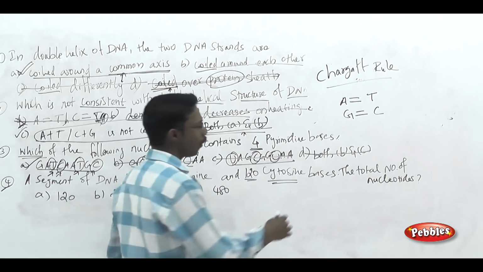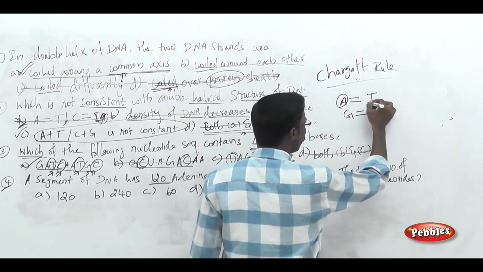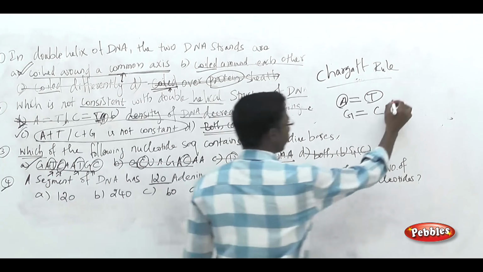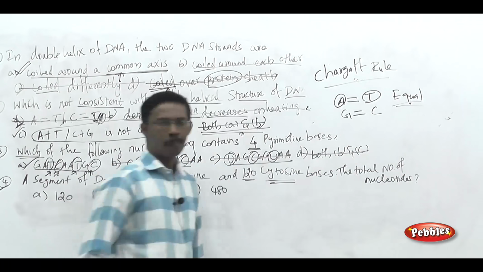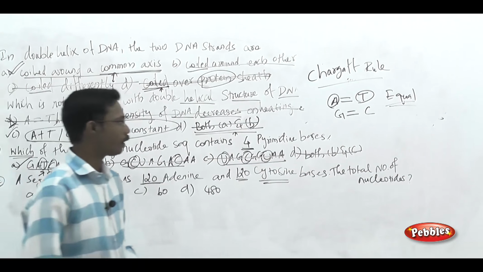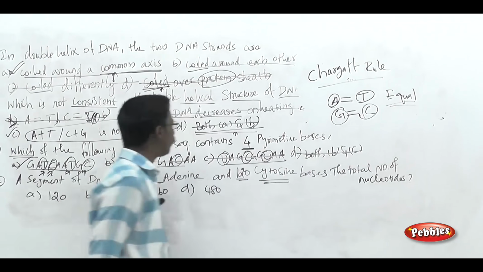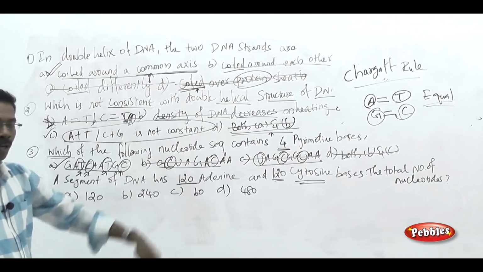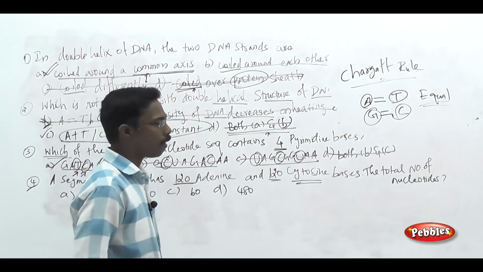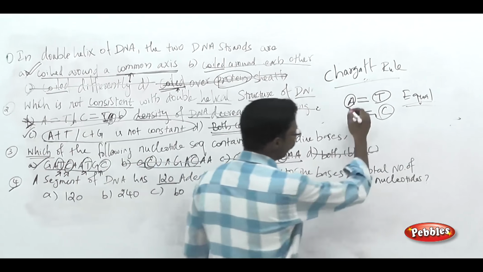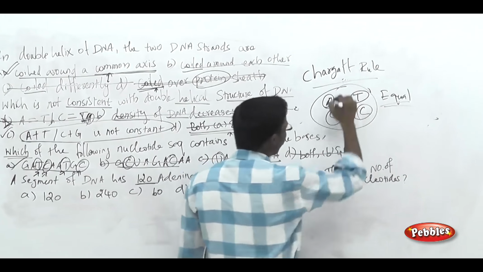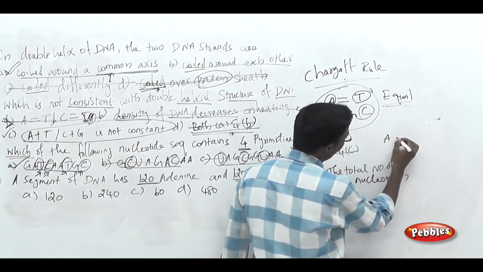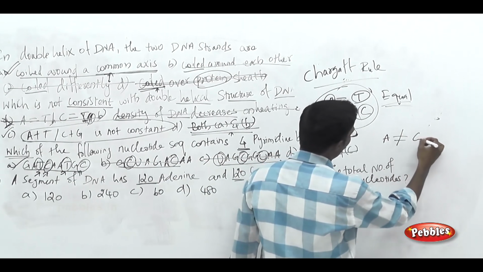So the number of adenine is always equal. You have to remember the term equal. Always equal to thymine, guanine always equal to cytosine. So I told you in the previous question, the A plus T and C plus G is not constant. So why are we calling this not constant? From this statement you have to remember one thing very clearly. The number of adenine may not be equal to guanine.